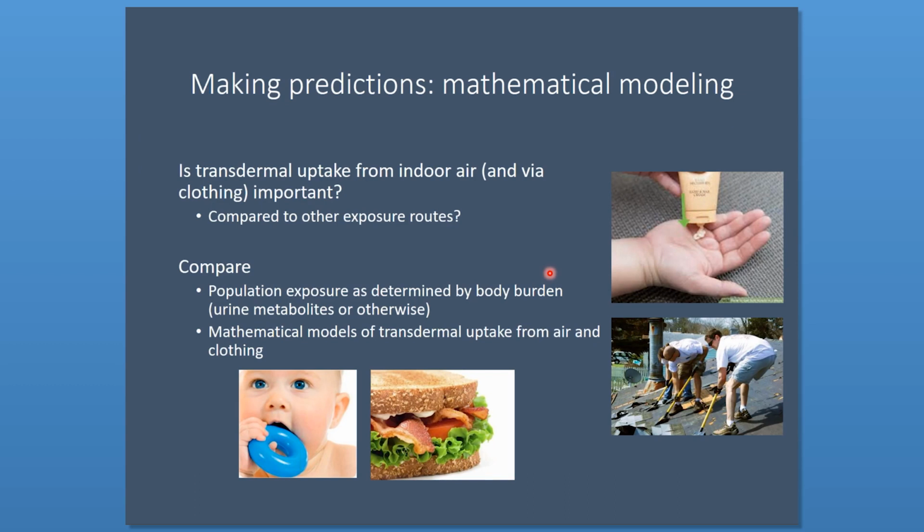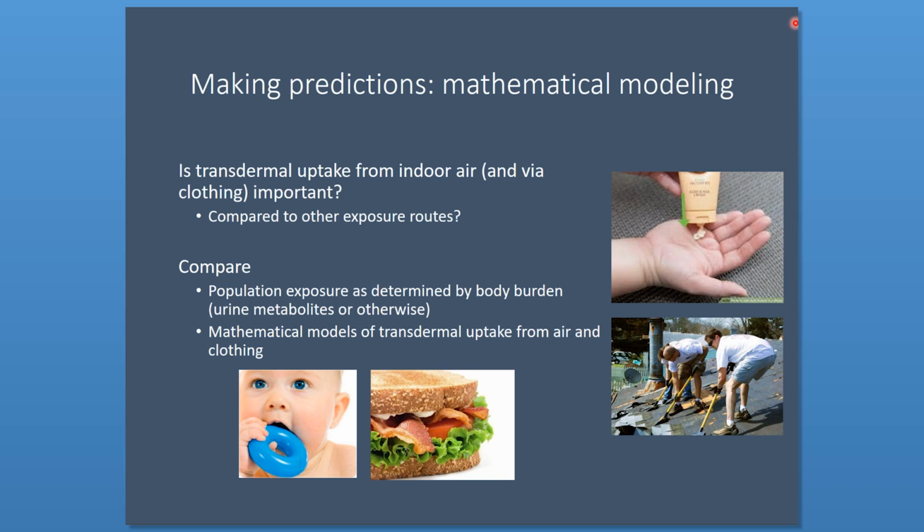And speaking of the whole population, that can be a bit challenging as well, thinking about how we use this information to make predictions. How much does clothing influence our overall exposure to pollutants, either indoors or outdoors, or anything that could be associated with clothing? And we have to ask the question, is this dermal uptake or transdermal uptake from indoor air important? And is the clothing route important? How does it compare to other routes of exposure?